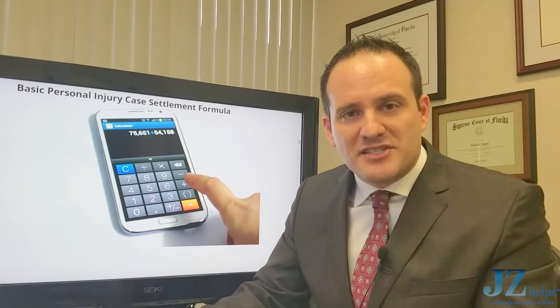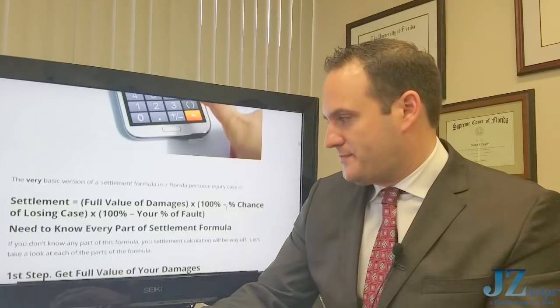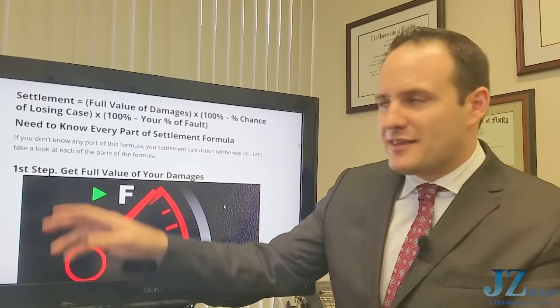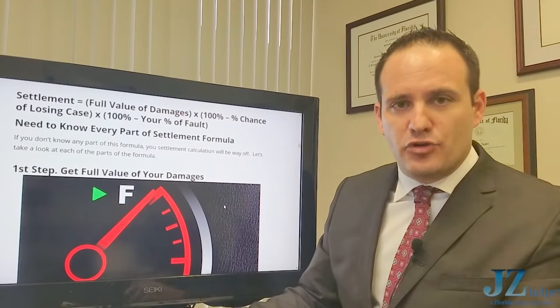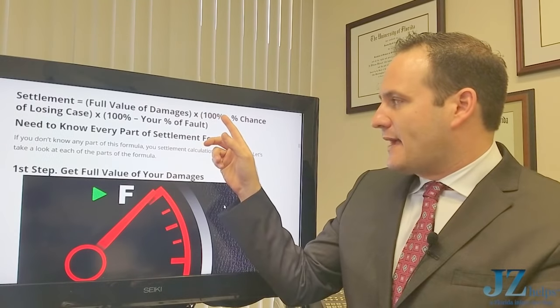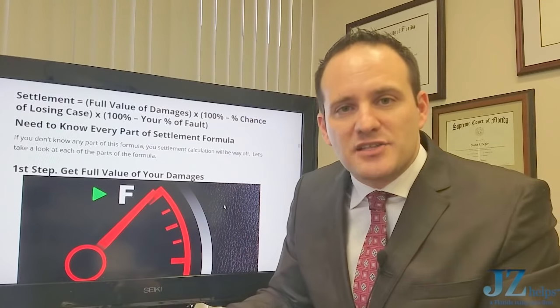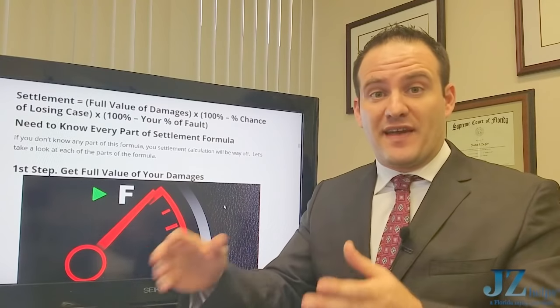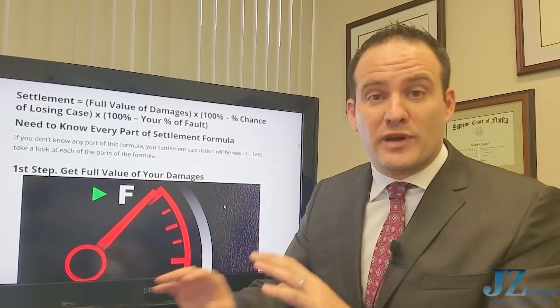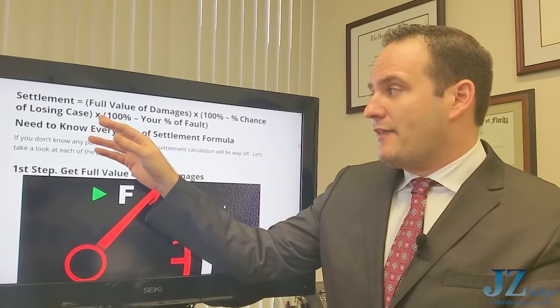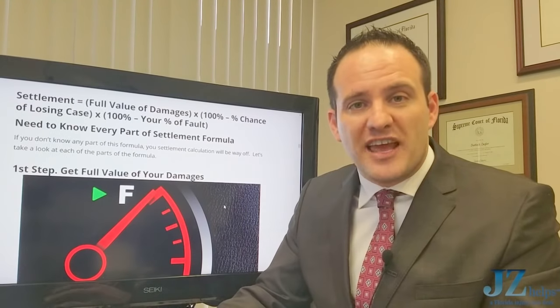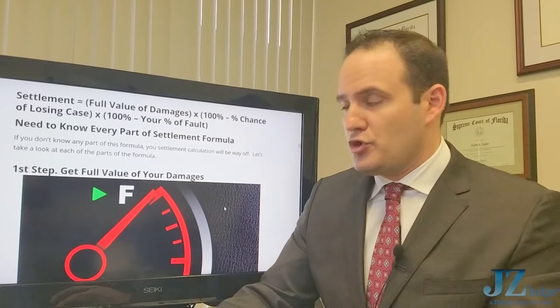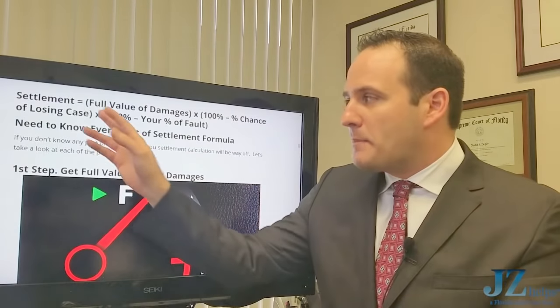We're going to talk about the basic formula for an injury case. The general settlement formula: first, you get the full value of the damages, which I'll get into in a moment. You multiply that times 100% minus the chance of losing a case, which is also known as the chance of the defendant winning the case or it getting dismissed before it even gets in front of a jury. And then you multiply that times 100% minus your percentage at fault. You may have no percentage, but you need to know every part of this formula.